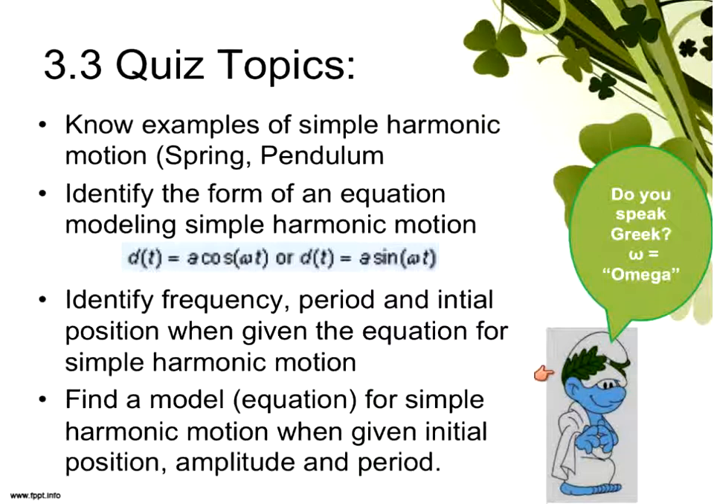So over here, here's Mr. Smurf. He's saying, do you speak Greek? When we see this sort of cursive looking W, that actually means omega, and we're going to learn what omega stands for in just a couple minutes here.